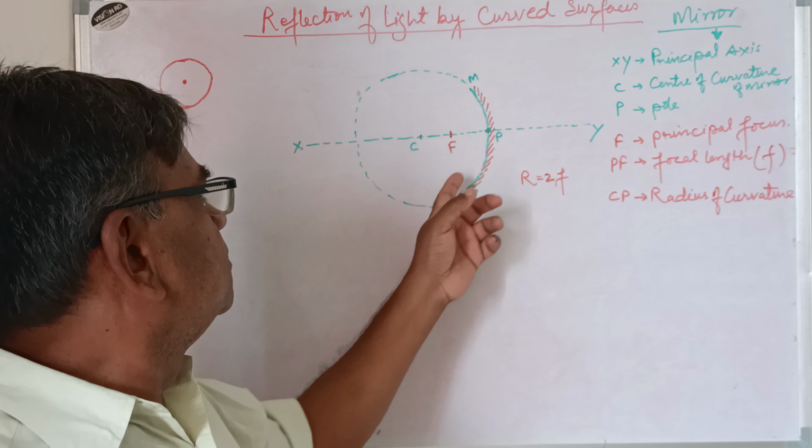So after striking the mirror, it strikes at 90 degree because this is the radius CS. So CS is the radius of this sphere. So this is at 90 degree. So what happens? This returns back on the same path. It returns after reflection and goes from C. Reflected and follows the same path as the path of incident ray.